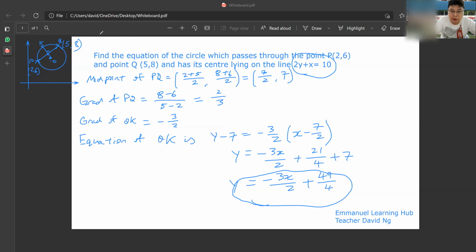And because they said they have another line, maybe let's call it this line, that passes through the center, then OK and this red line intersect at the center. So I just solve simultaneous equations, this equation and this equation, and I'll get the coordinates of the center already. Okay, maybe let's try to solve the simultaneous equations and see what I'll get, because this line may not pass through the center, but we have to see.